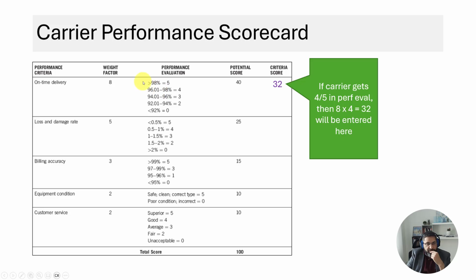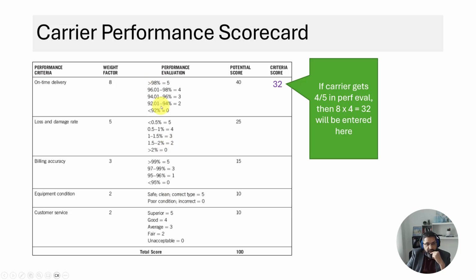So if on-time delivery is more than 98% or 99%, whatever is reasonable for the top carriers, we give them a 5 out of 5. If they're less than 92%, they're really poor, we might give them 0 out of 5. Same thing for loss and damage: if it's less than some threshold, we give them 5. If it's more than 2% or some other threshold, we give them 0. So every dimension goes to a 0 to 5 scale. Even a 1-0 dimension, equipment is good or bad, goes to 0 or 5, not 0 and 1.